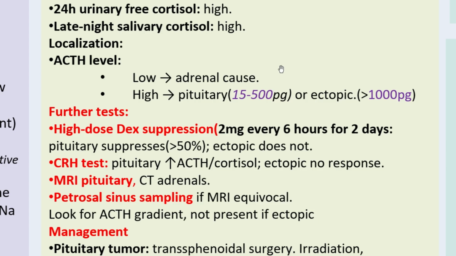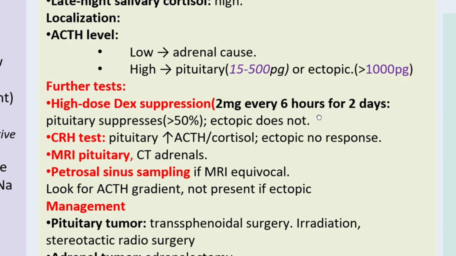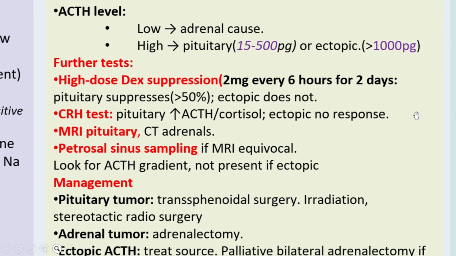And for the high dose dexamethasone suppression test, you're going to give 2 milligrams every 6 hours for 2 days. And most of the time, you're suppressing with a high dose. So if it's a pituitary tumor, it's going to suppress more than 50%. But if it's an ectopic source, it is not going to suppress the amount of cortisol or of ACTH to less than 50%.